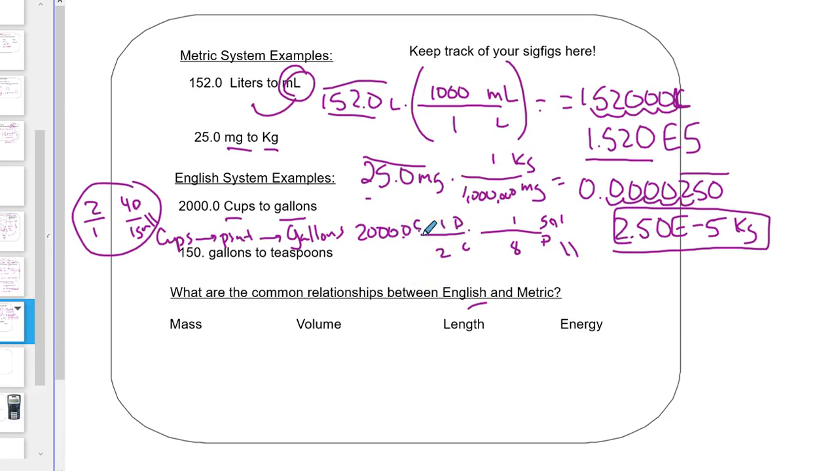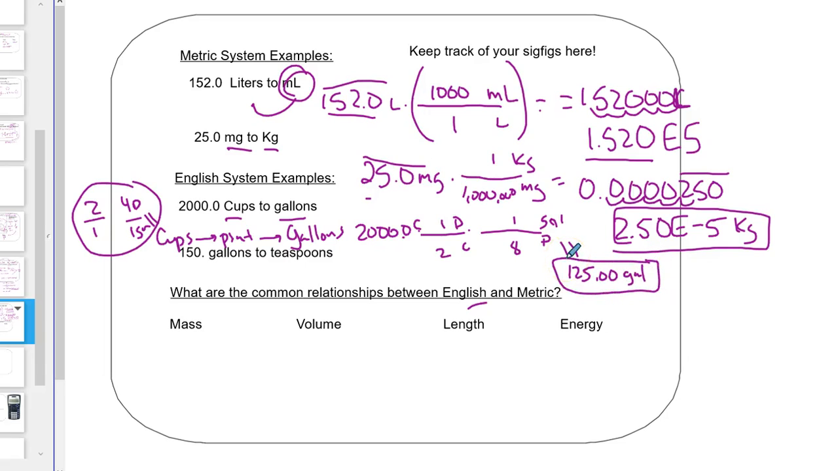2,000 divided by 2 divided by 8 equals 125. I want to hold 5 sig figs because I have 5 sig figs here. That's 0.12500, and that is gallons.